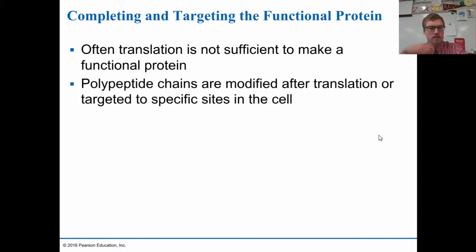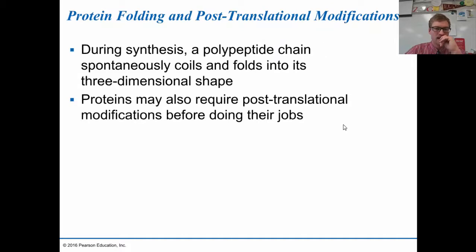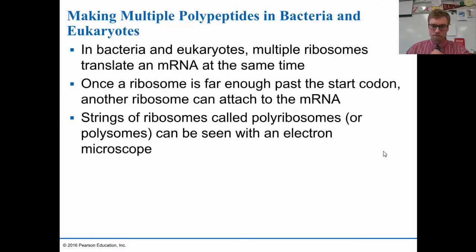Often translation is not sufficient to make a functional protein, and polypeptide chains are often modified after translation, or they're targeted to specific sites in the cell. We're not going to talk about that specifically at this point, but there are usually some steps that happen after that. During synthesis, a polypeptide chain is going to begin to coil into its 3-dimensional shape because that happens automatically. That's not going to be something that requires specific energy to take place, but it does happen automatically. But there are other places where the other post-translational modifications can occur.